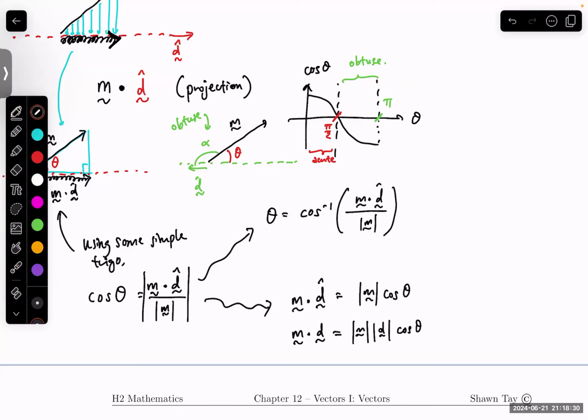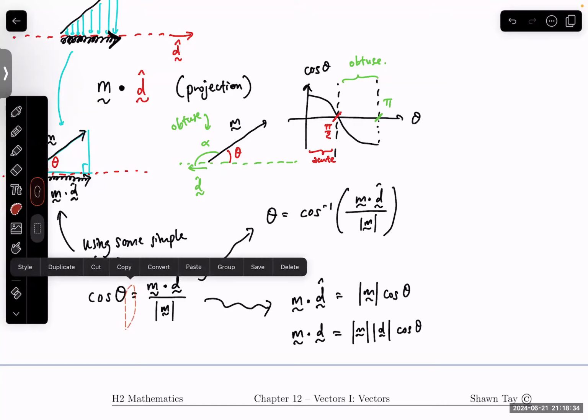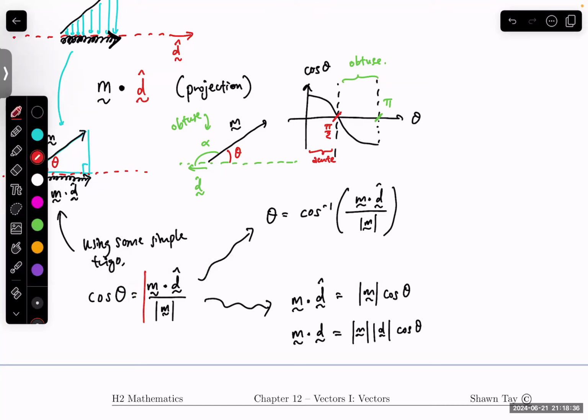Okay, so let me actually just write this in a different color. So this modulus, or the absolute value, forces the angle theta to be acute. Because by convention, we just ignore the obtuse part.